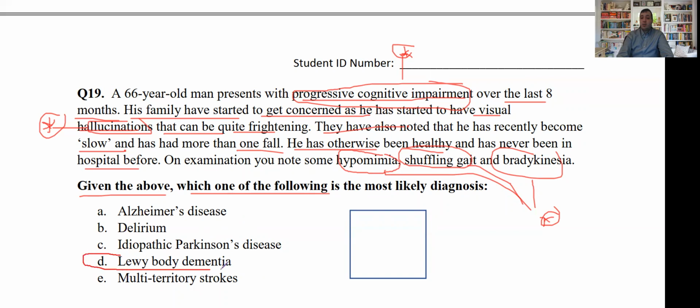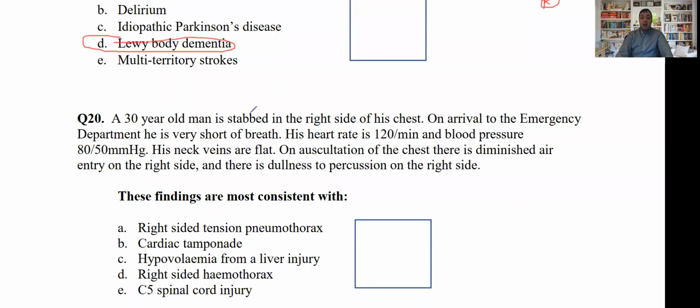Most likely it's Lewy body dementia here, because we have a combination of Parkinsonian features, and we have cognitive impairment, and we have hallucinations, visual hallucinations. All of these are very characteristic for Lewy body dementia.